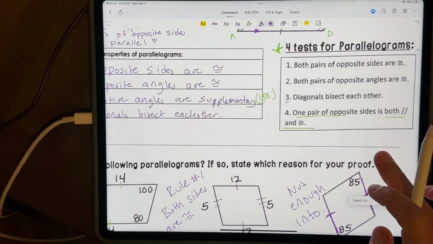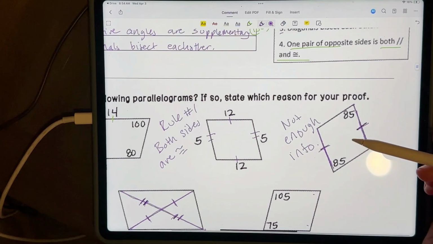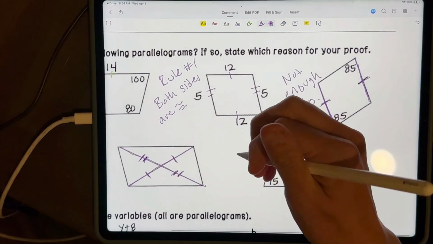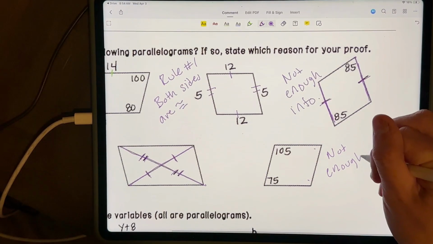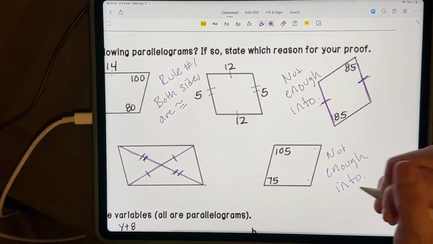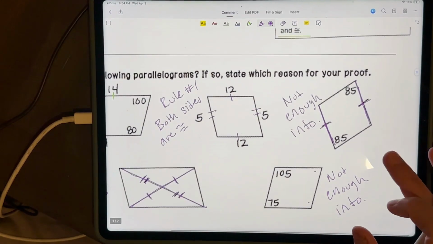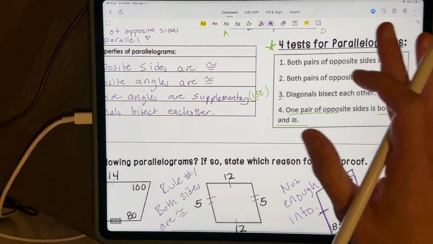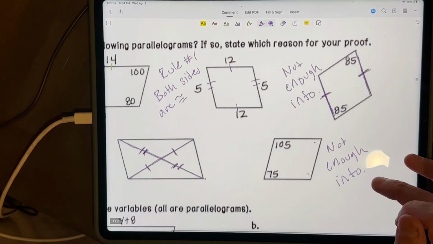There are no diagonals drawn in, so we can't use that. The last rule, one pair of opposite sides is both parallel and congruent. Well, none of the sides are marked parallel or congruent, so we can't assume that. So this one is actually not enough info as well. So again, this side's kind of confusing. I'll go over it more in class again, how to really tell, but they have to be drawn in for you. You can't assume anything is what I'm trying to get at here.